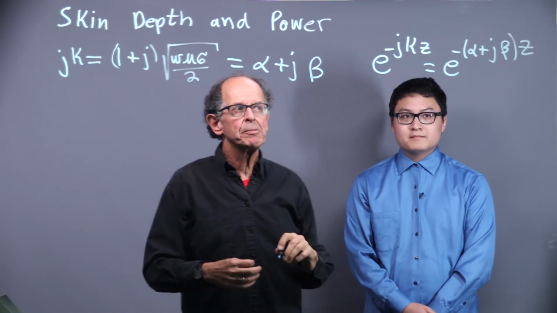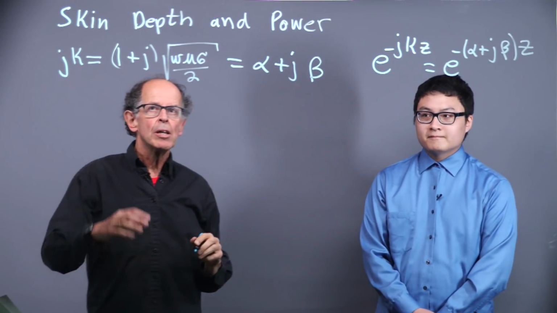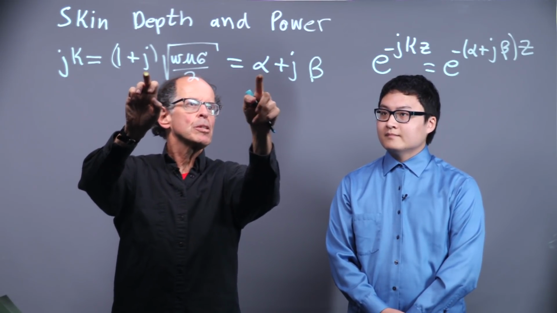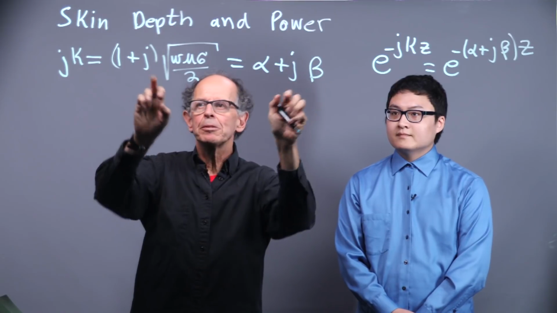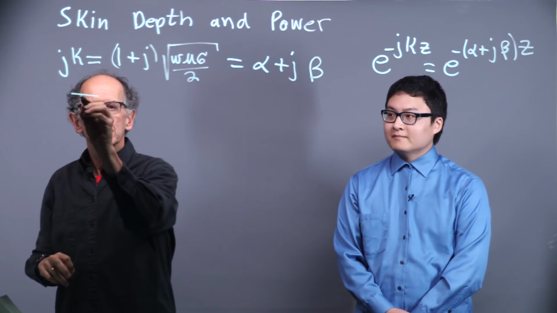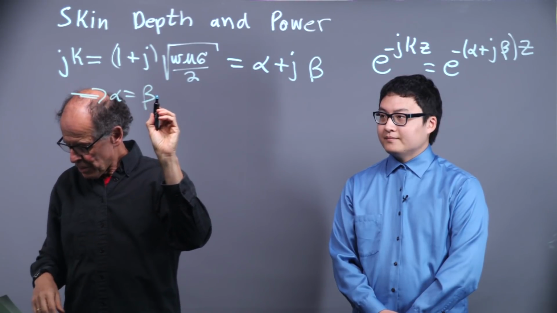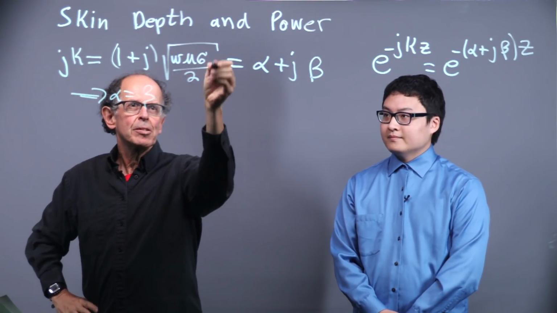We've seen that before in transmission lines. Notice that in this case, 1 times this and j times this, so alpha is equal to beta. And that, of course, we can see directly is just this thing here.